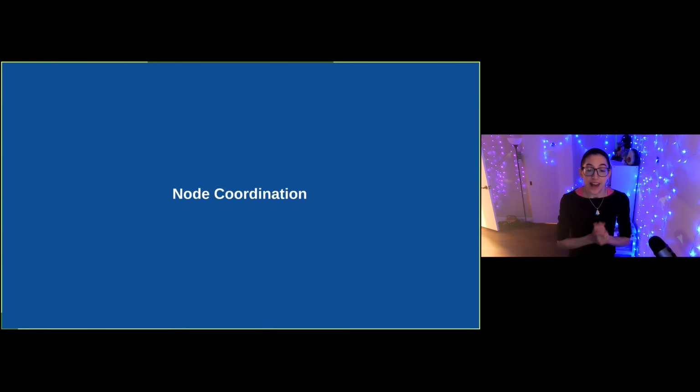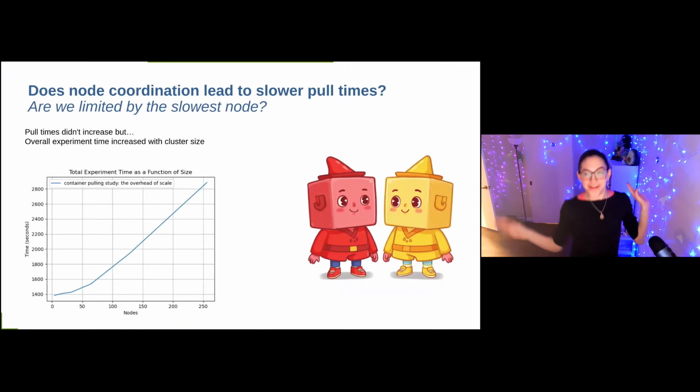So now let's talk about that node coordination bit. How well are our nodes wearing their cute little matching outfits? So does node coordination lead to slower pull times? Are we limited by the slowest node? Something really interesting happened in my study. I saw that despite the fact that pull times didn't increase across my sizes, the overall experiment time increased with cluster size. So how could that be?